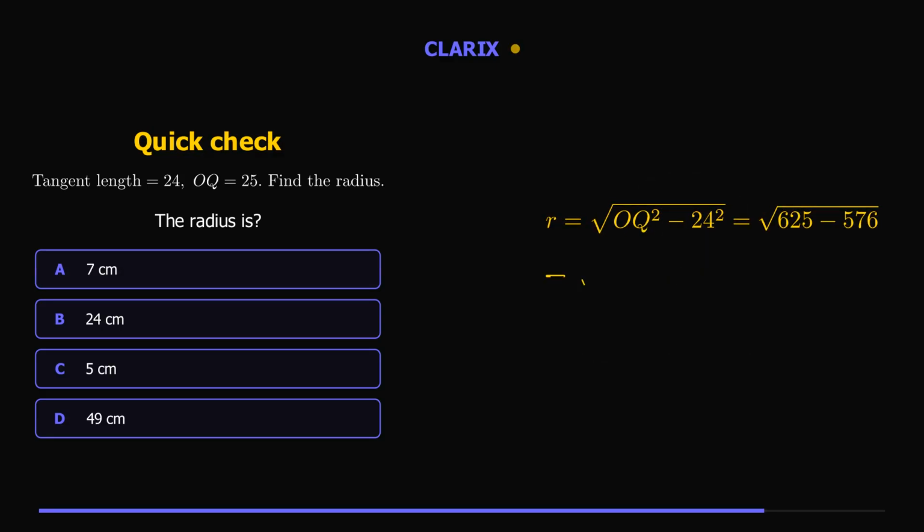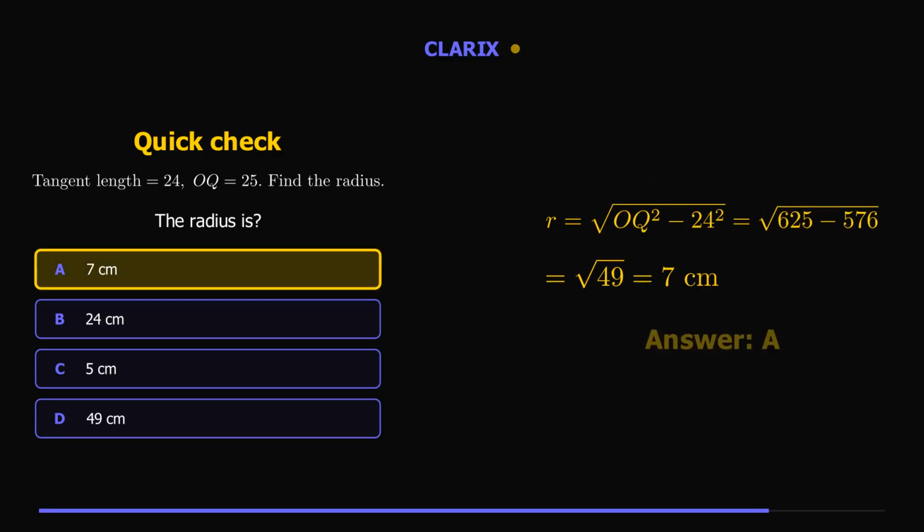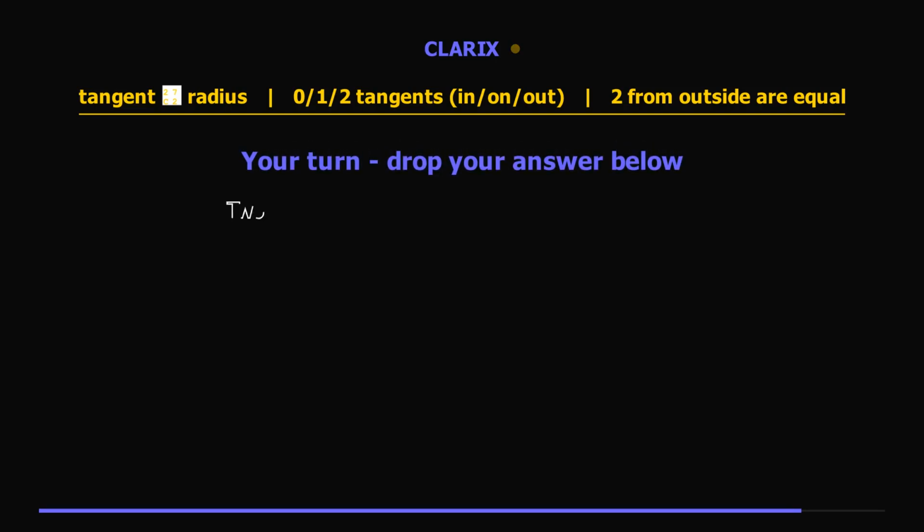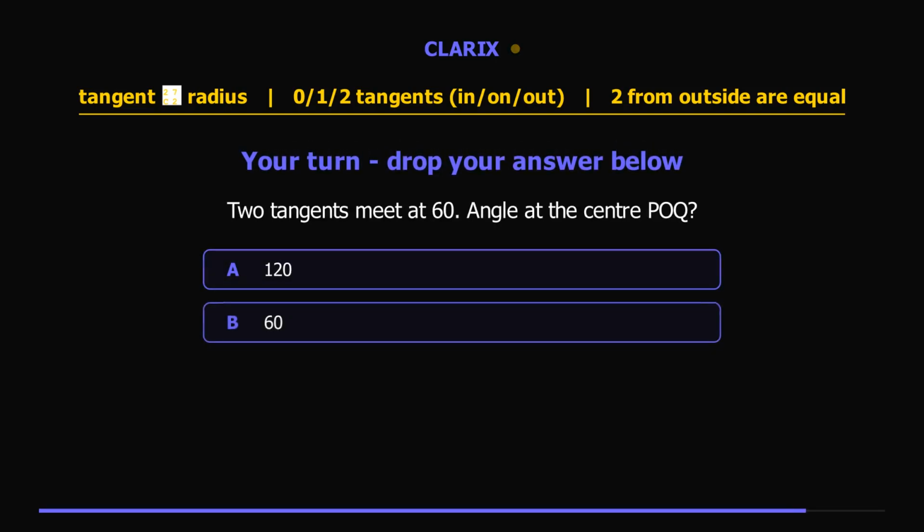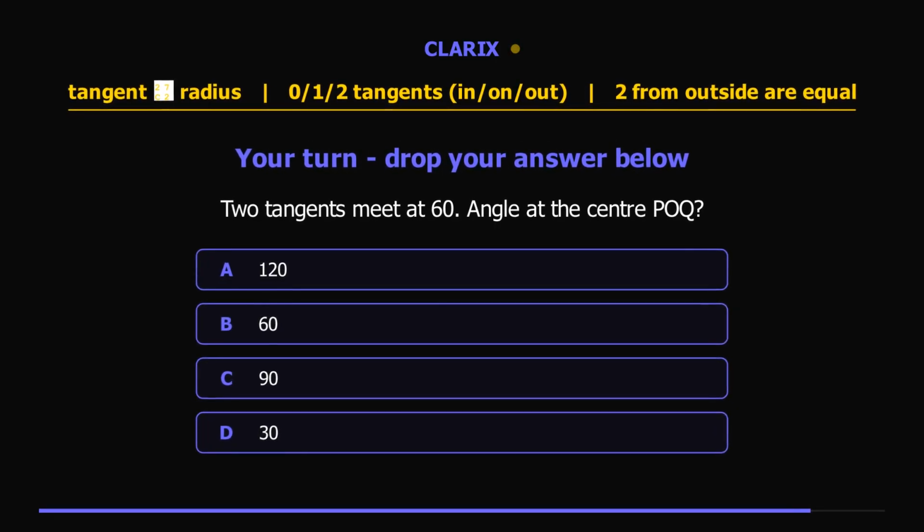The tangent is perpendicular to the radius, so the radius is the square root of OQ squared minus the tangent length squared. The square root of 25 squared minus 24 squared, which is the square root of 49, equal to 7 centimeters. That's option A. Lock it in. A tangent touches at one point and is perpendicular to the radius there. From a point, 0 tangents inside, 1 on, 2 outside, and the 2 from outside are equal in length, with the center angle and the tangent angle adding to 180.